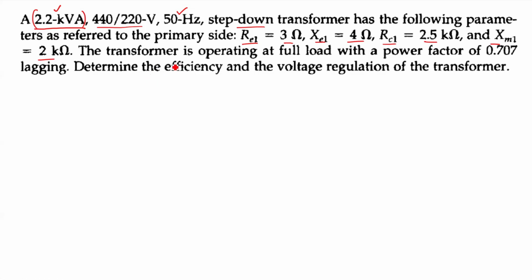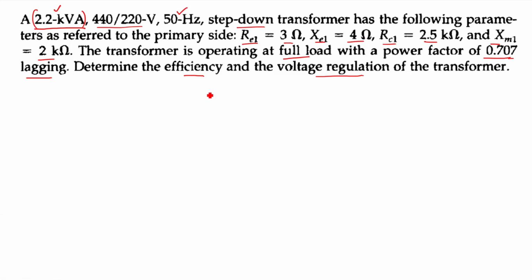Now the transformer is operating at full load with a power factor of 0.707 lagging. So this power factor we should remember, this is a lagging power factor with a value of 0.707. And we need to determine the efficiency and the voltage regulation of the transformer. So we know the voltage regulation formula, the efficiency formula, everything.